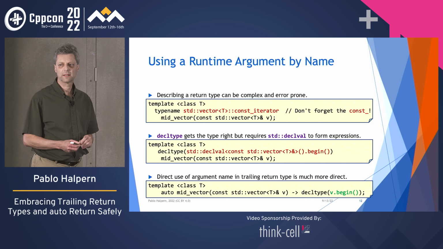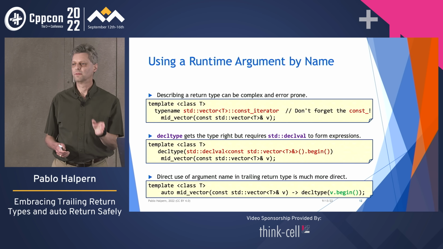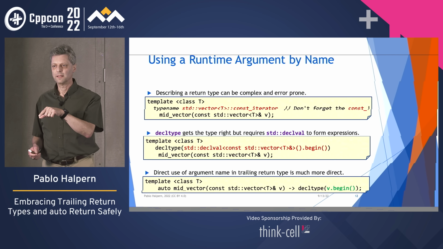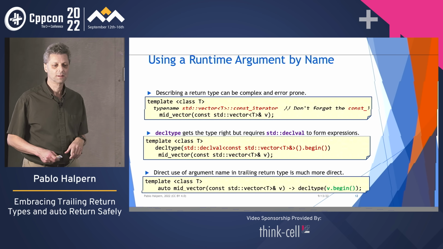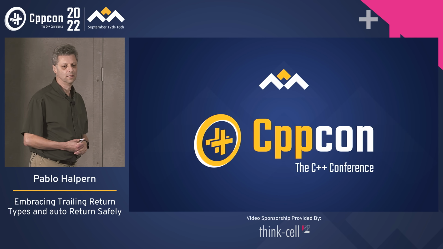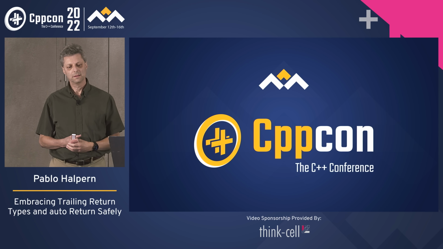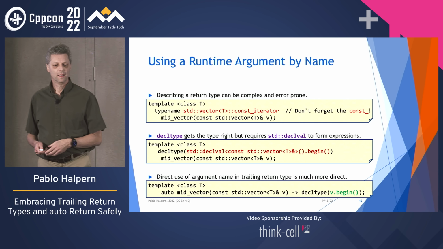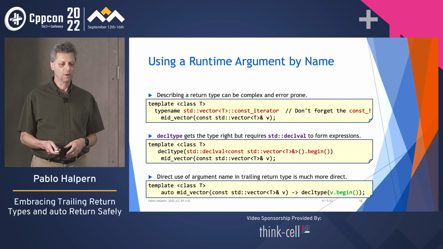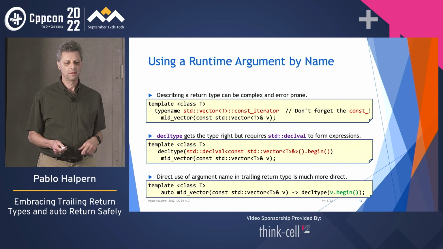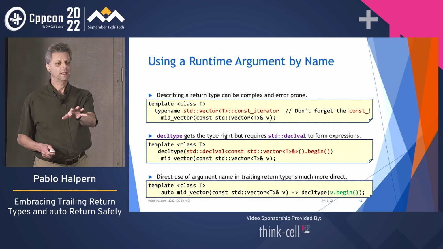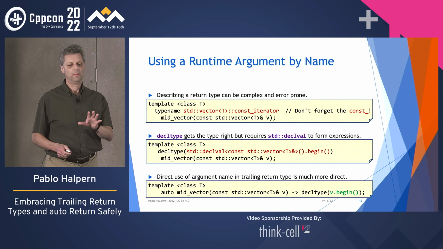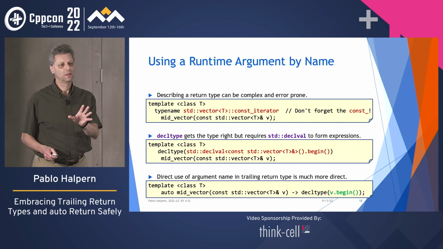You have to type out std::vector<int>::const_iterator. It's really easy to forget that it's a const iterator, but it is, and so you have to put that const in. Okay. The second one is actually more verbose. This is with a leading return type still. It's actually more verbose, but a little less prone to error.